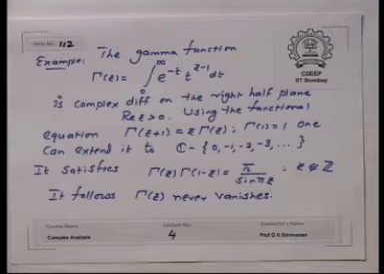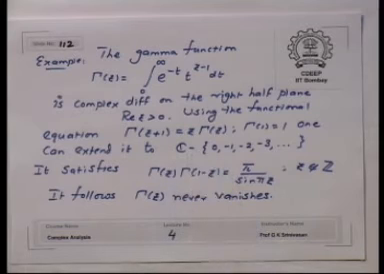The next example is that of the gamma function. The gamma function is defined to be the integral from 0 to infinity of e to the power minus t, t to the power z minus 1 dt. It turns out that this gamma function is complex differentiable on the right half plane, and it satisfies the functional equation gamma(z plus 1) is z gamma(z).